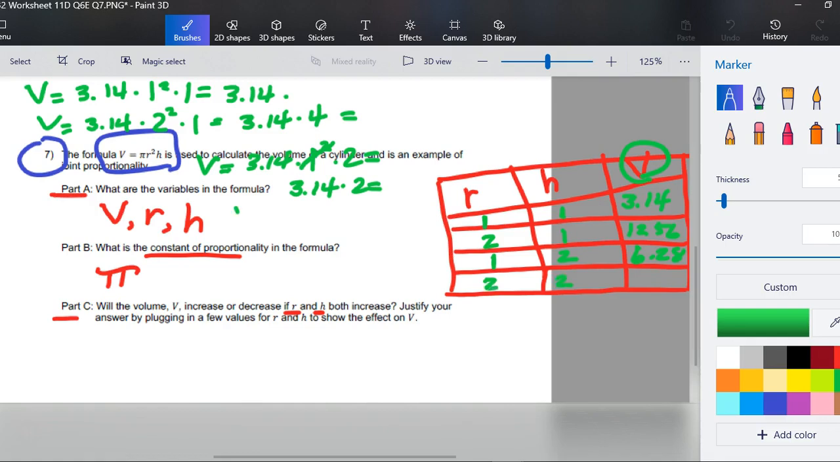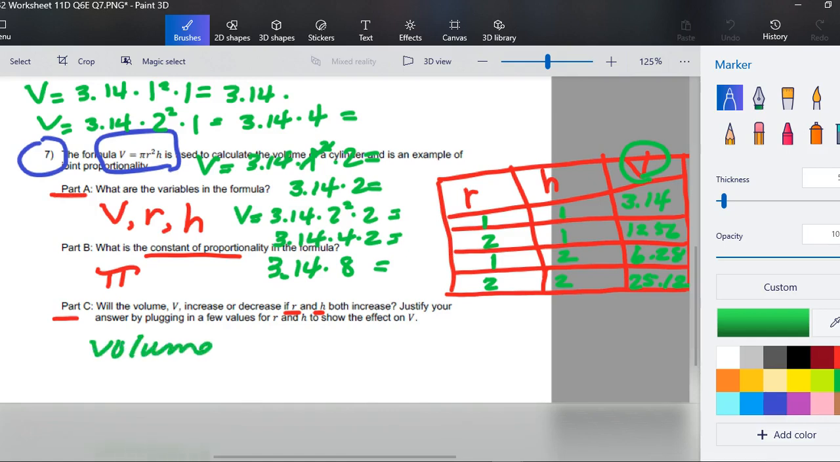Well, let's do one more. So let's let them both be 2. So our volume is going to be 3.14 times 2 squared times 2. So we've got 3.14 times 4 times 2, or 3.14 times 8. Wish me luck on the calculator here. 3.14 times 8, and we're getting about 25.12. And so as our R and H are increasing, we can see that our volume is going to also increase.